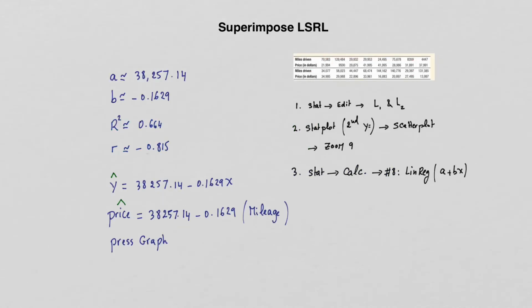This first point has a name: 70,583, comma. This is not a comma here, it's just I'm used to using dollar values. We put a comma here. I'll start over. 70,583, comma, and the price was 21,994. For this particular point, I want to find the error.